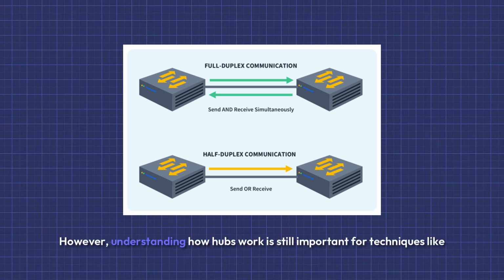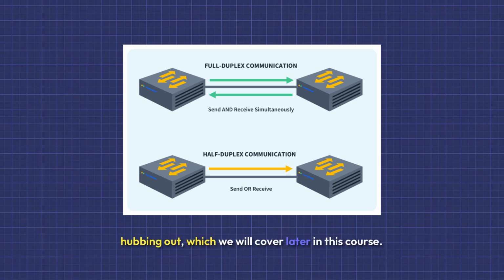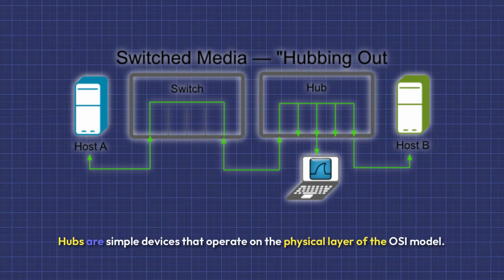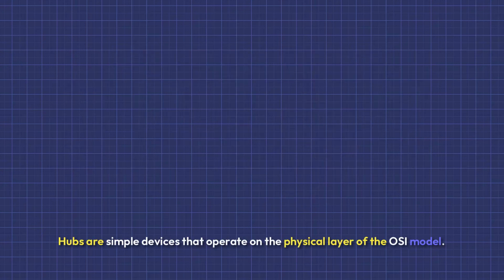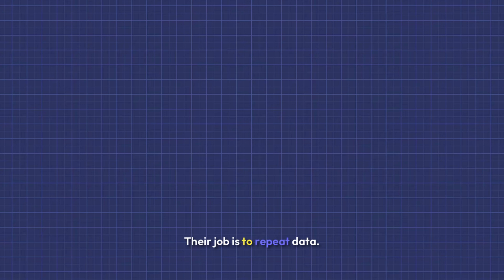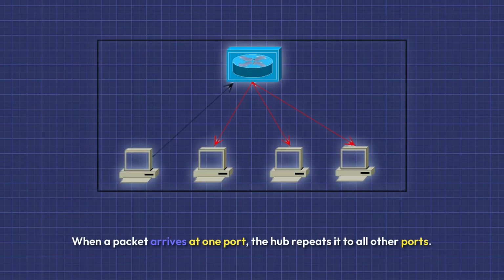However, understanding how hubs work is still important for techniques like hubbing out, which we will cover later in this course. Hubs are simple devices that operate on the physical layer of the OSI model. Their job is to repeat data. When a packet arrives at one port, the hub repeats it to all other ports. It's up to the receiving devices to decide if the packet is meant for them.